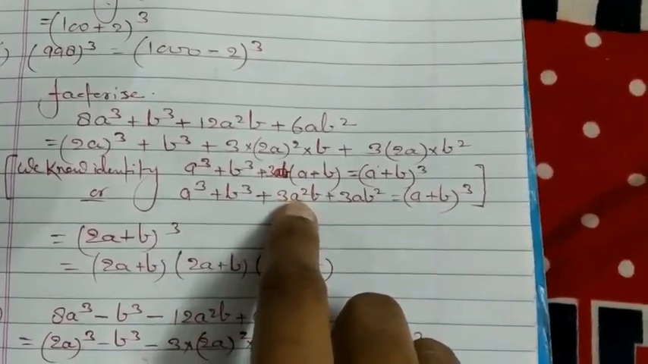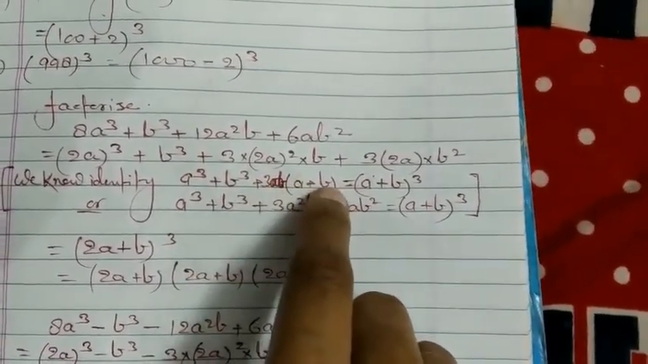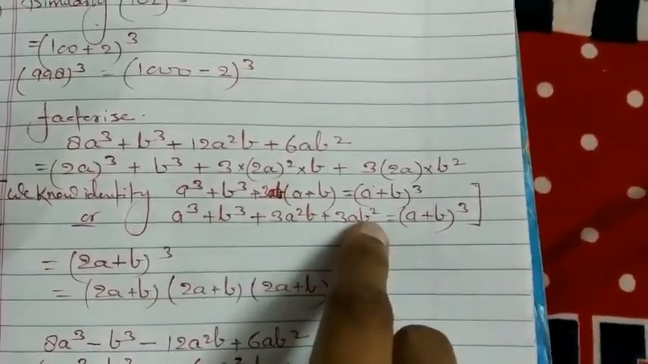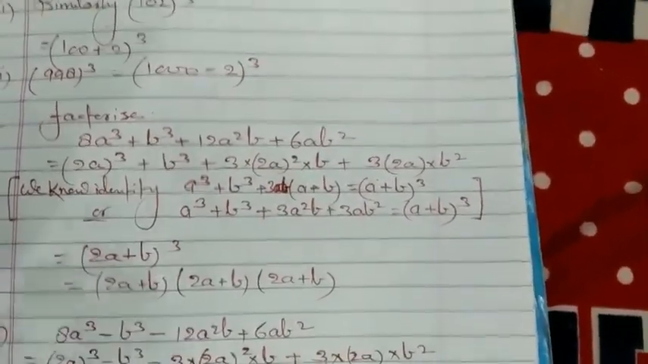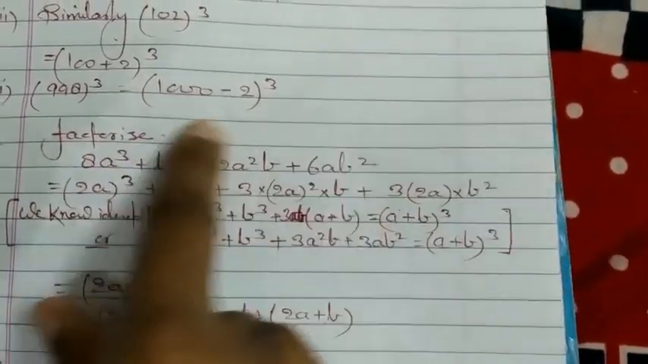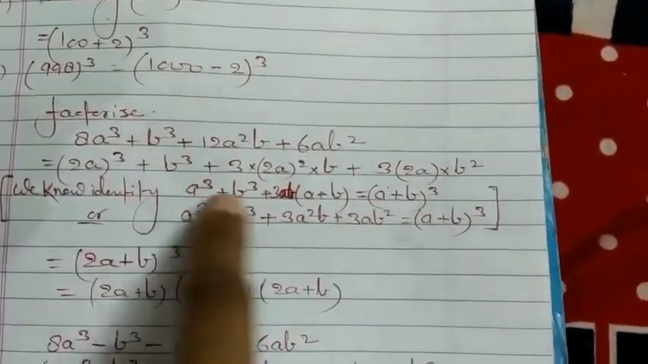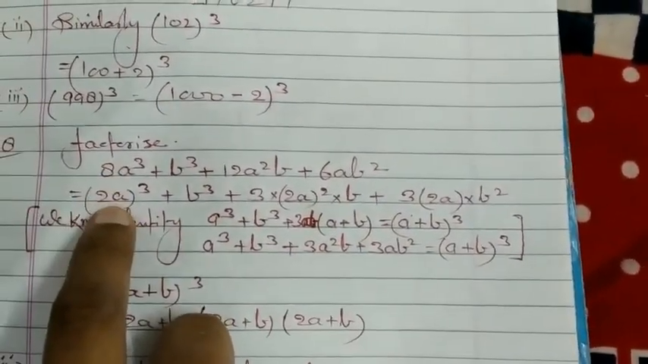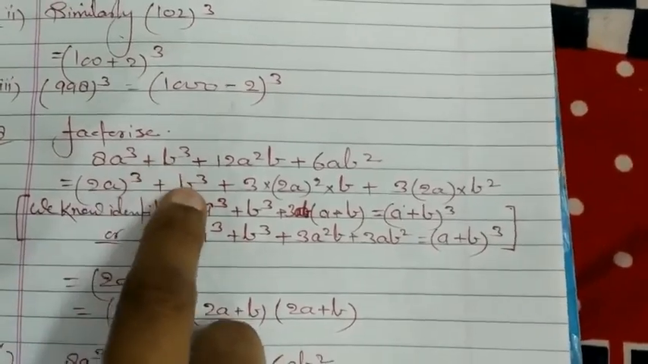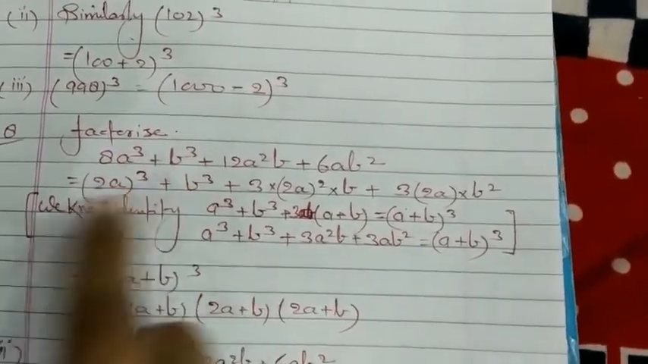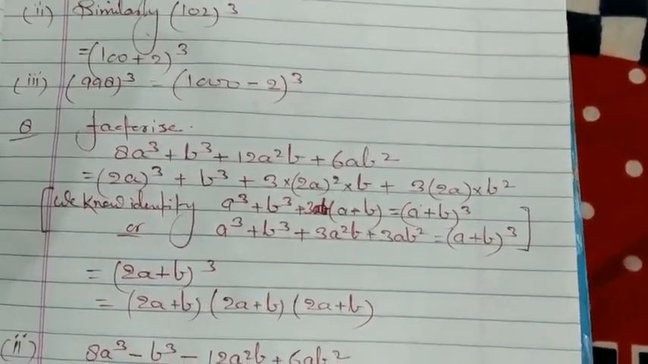This we have obtained by multiplying 3ab into the bracket. Fine, so both are same. So we are using this identity here. How? First of all, you will have to arrange this expression or this polynomial in this form. Fine. 8a cube, you have written as 2a whole cube plus b cube. These cubing terms, first of all you arrange in the form of whole cube.